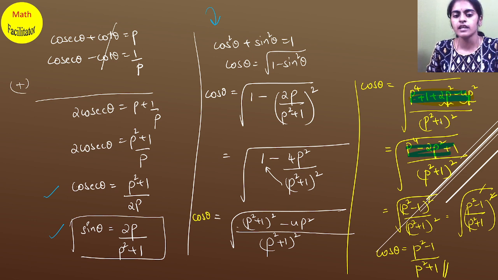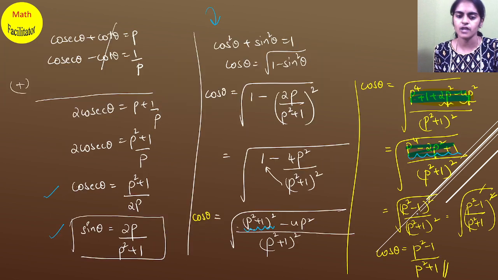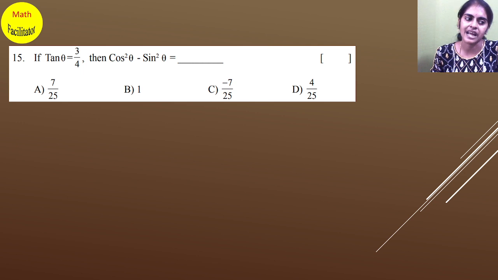Here you have to use the (a minus b) whole square and (a plus b) whole square identities. Firstly, (a plus b) whole square we are using here. Then after getting this point, it is (a minus b) whole square, so I am using it again. And again, square on numerator and denominator we have, so take a common square and cancel the square and square root. Clear? So practice is needed.